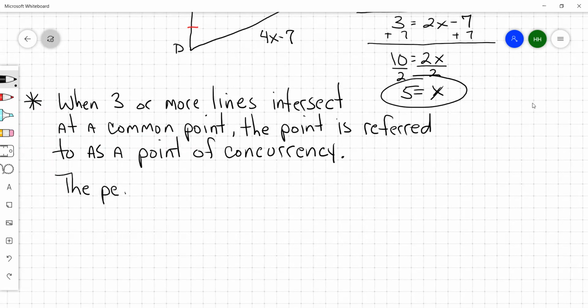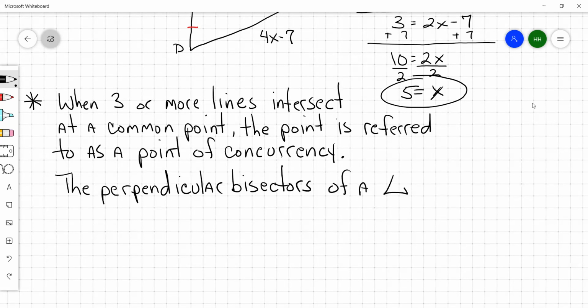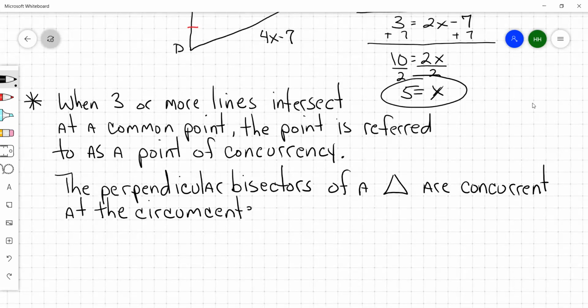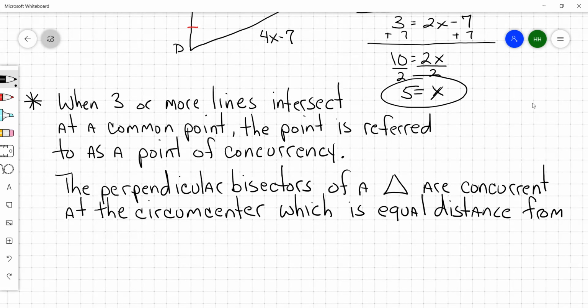The perpendicular bisectors of a triangle are concurrent at the circumcenter, which is equal distance from the vertices of the triangle.